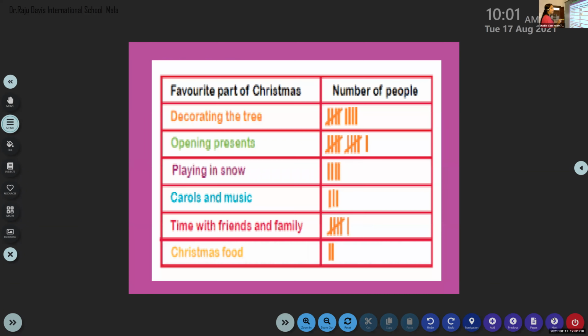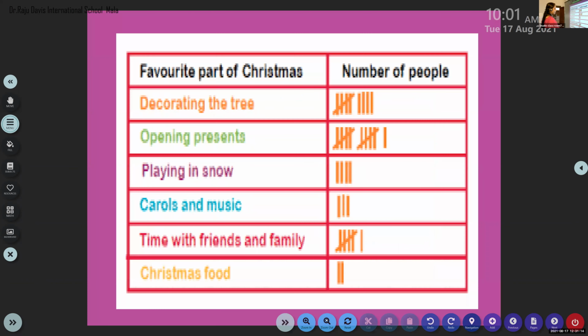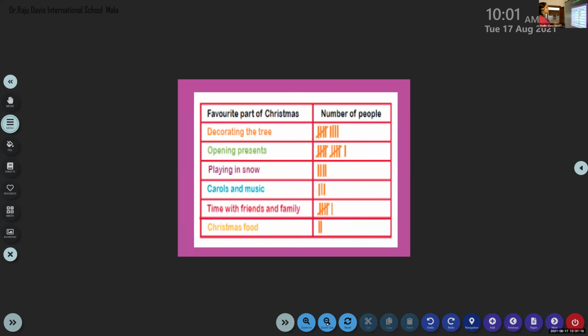Everything you have to draw, children. That first slide you have to write it. Okay, later. So children, this is tally marks, right? Favorite part of Christmas. Number of people.